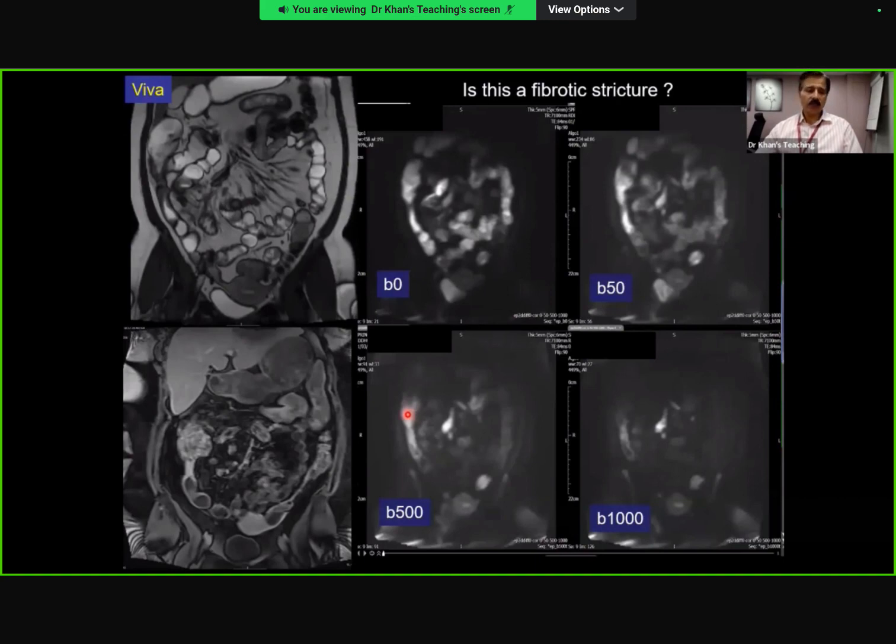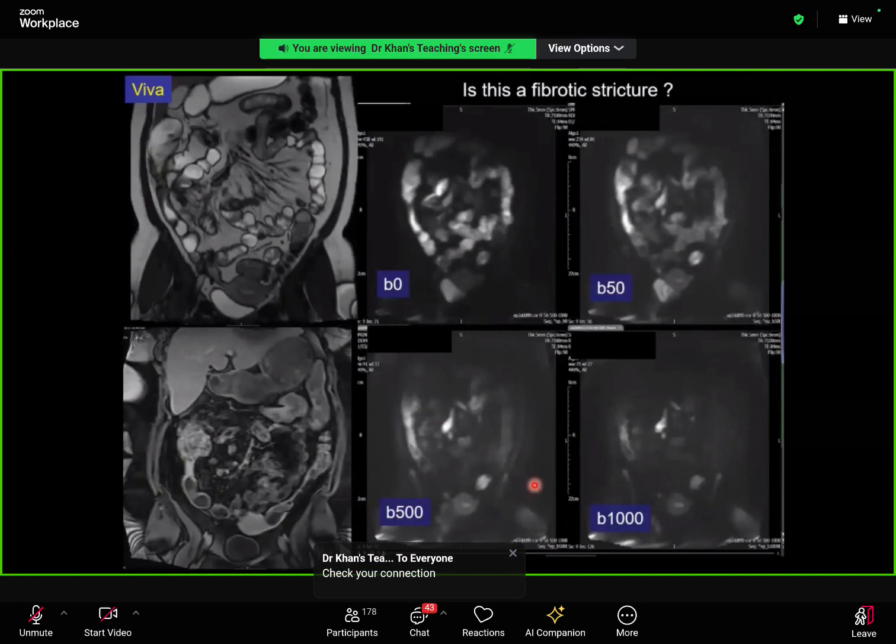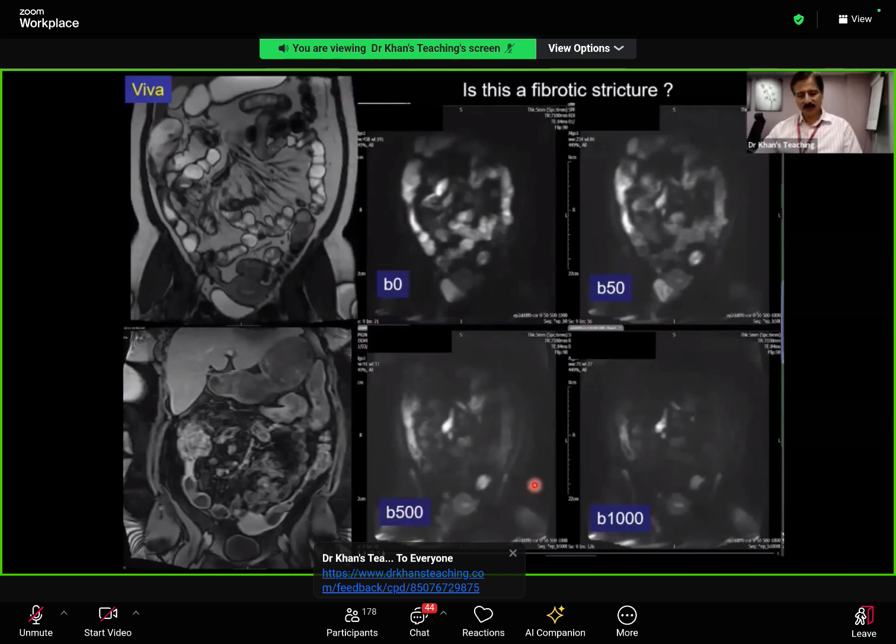11, if you can tell me, there is a stricture here. This is a T2 weighted sequence. This is a post-contrast sequence. So we were worried if it is active or fibrotic. B0, B50, B500, B1000. What is your inference? Okay, this visual tract shows low signal intensity on T2. I couldn't see fair contrast enhancement, and it shows no restricted diffusion. So I think this is a fibrotic stricture.